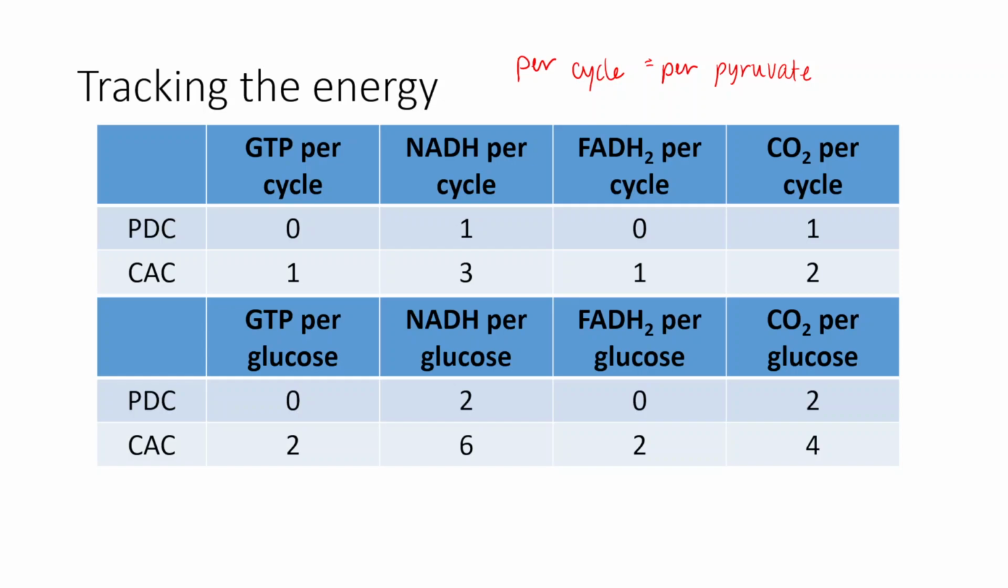So you said that per cycle means 1 pyruvate? Yeah, for the citric acid cycle, if you just think about the citric acid cycle, you're starting out with 1 acetyl-CoA entering, and you go around 1 turn of the cycle. That's 1 cycle of the citric acid cycle. So 1 pyruvate.